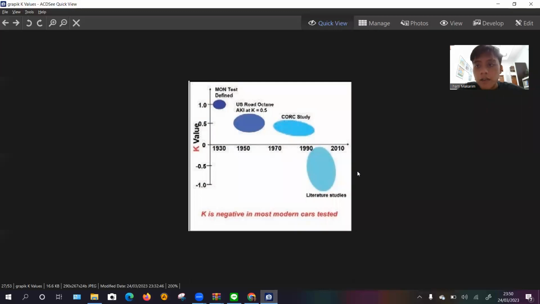So this is the graphic. I'm not putting it on the wiki yet, but I'm going to put it in. So this is the K value. This is the graphic for the MON test that defined, and this is the US road octane. I get it from a website. We're going to use this graphic as our literature studies between 1992 and 2010. And from this graphic, it states that K is negative in most modern cars tested.